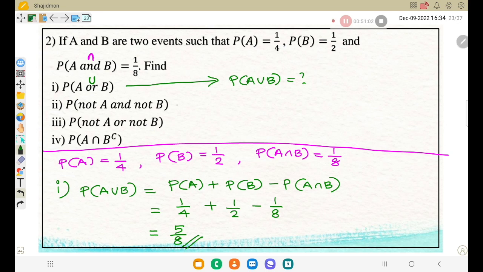Now, what is the second part of the question we need to do? Probability of not A and not B. Not A means A complement. Not means complement, and "and" means intersection. Not B means B complement. So it is probability of A complement intersection B complement. That is the meaning of not A and not B. This is the second part of the question, so I will do that now: probability of A complement intersection B complement.